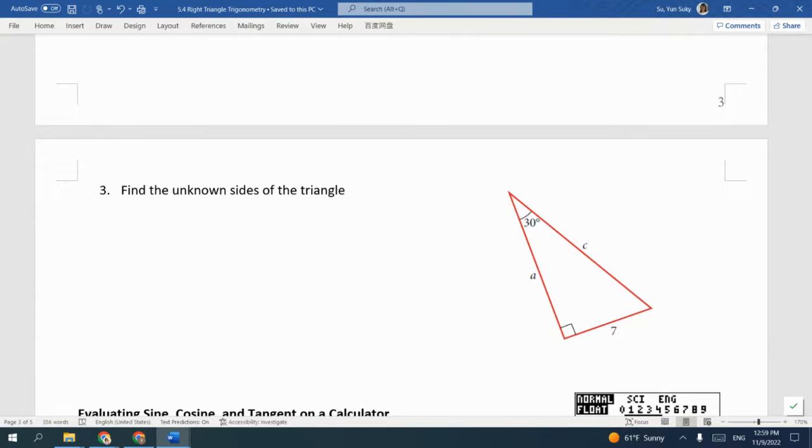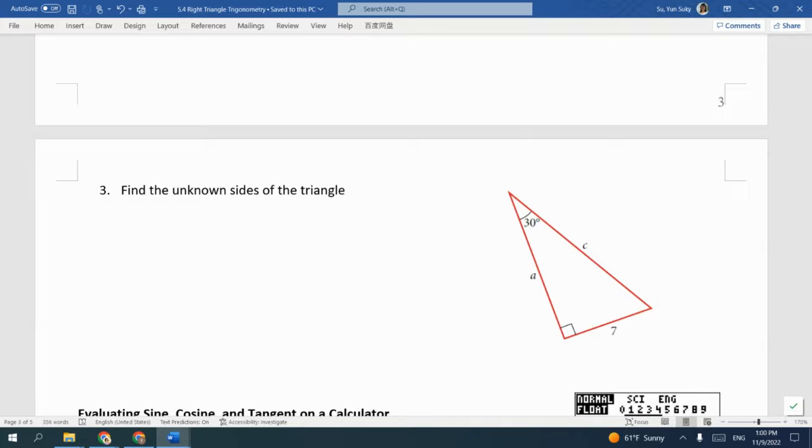If we want to find A, it is adjacent to this angle, right? The known value is 7. What's 7? Opposite, right? So you want to relate opposite and adjacent. What trig function do you use? Tangent, right, everybody? Okay, tangent.